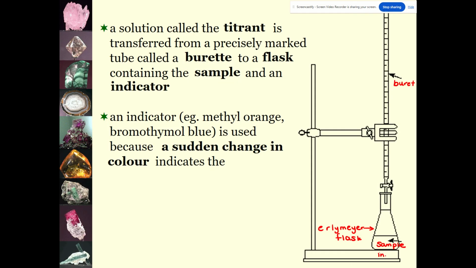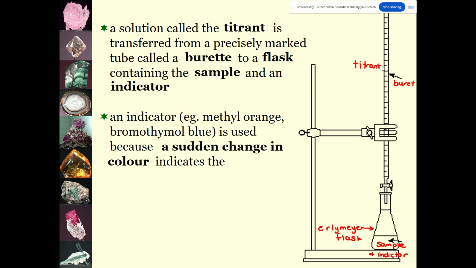There's also an indicator solution. Remember we talked about those indicator solutions in the acid-base unit. There is also an indicator solution that we're going to put in there that changes color when they fully react with each other, okay? So either your acid or your base is going to be the titrant. It depends on what your sample is. If your sample is an acid, your titrant will be a base. If your sample is a base, your titrant will be an acid, okay? Common indicators we use are things like methyl orange or bromothymol blue.